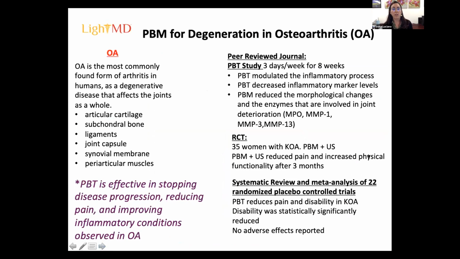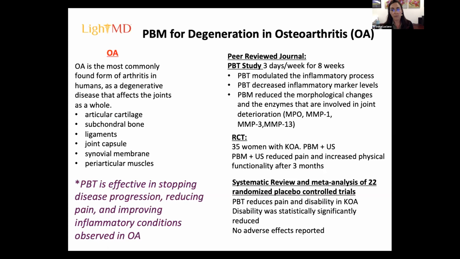Now, degeneration in osteoarthritis. Osteoarthritis is the most commonly found form of arthritis in humans, a degenerative disease that affects joints as a whole. Here we're going to be talking specifically about osteoarthritis in the knee. It can affect the articular cartilage, subchondral bone, ligaments, joint capsule, synovial membrane, and the periarticular muscles.